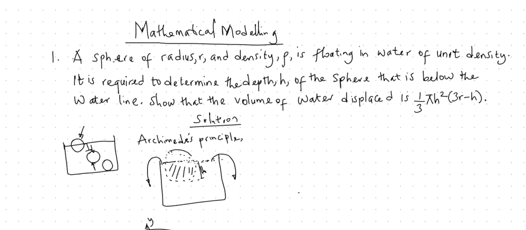Okay, so the depth h, the one that goes below. Show that the volume of water displaced, the volume displaced that comes out like this, equals 1/3 pi h squared times (3r minus h). Okay, so this is the problem. How do we begin the problem? What are the basic knowledge you are expected to have before you can attempt this problem?